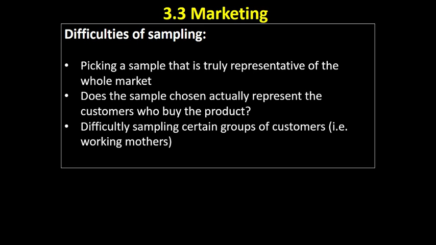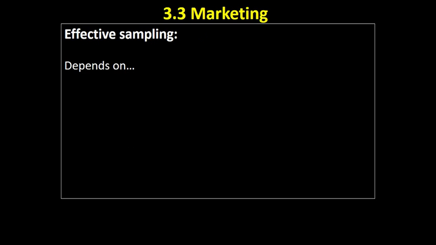There could be difficulty sampling certain groups of consumers. So you may well have working mothers as a big part of your target market, but it's difficult. Working mothers are extremely busy. It may be far easier to get a university student or a pensioner to fill in a survey because they tend to have more time and tend to be more receptive to doing things like that. A busy working mother may find it difficult to find time to complete your market research. So there are benefits of sampling, there are weaknesses.